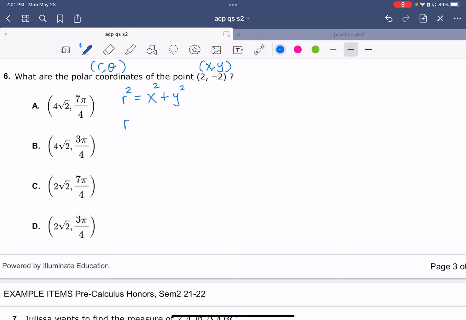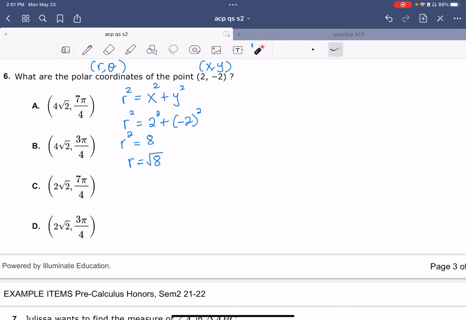So r squared equals 2 squared plus (-2) squared, and make sure you put the negative 2 in parentheses, okay? 2 squared is 4. Negative 2 squared is also 4. 4 plus 4 is 8. So when you take the square root, r is equal to the square root of 8.